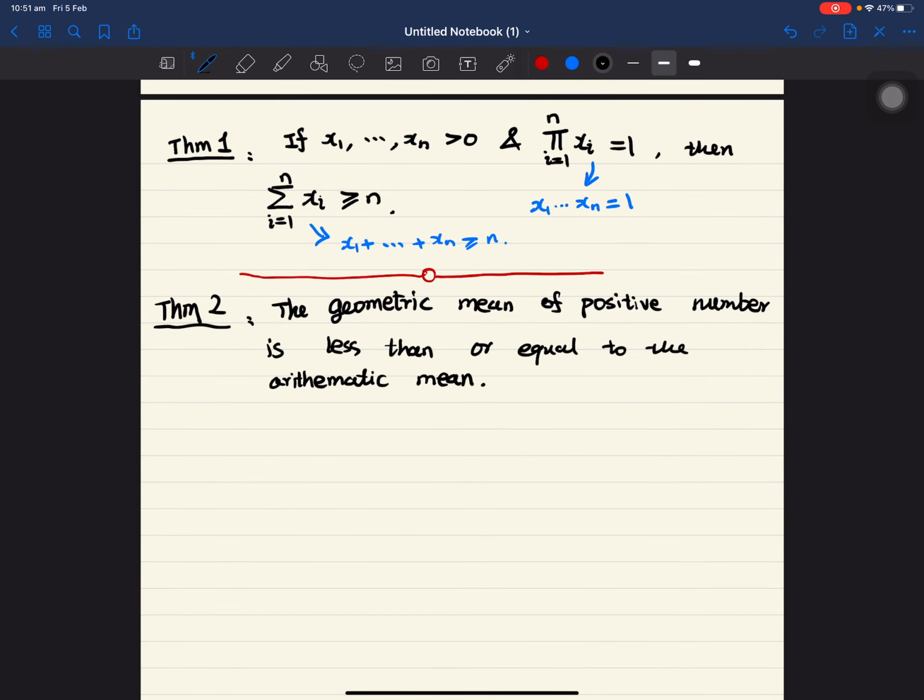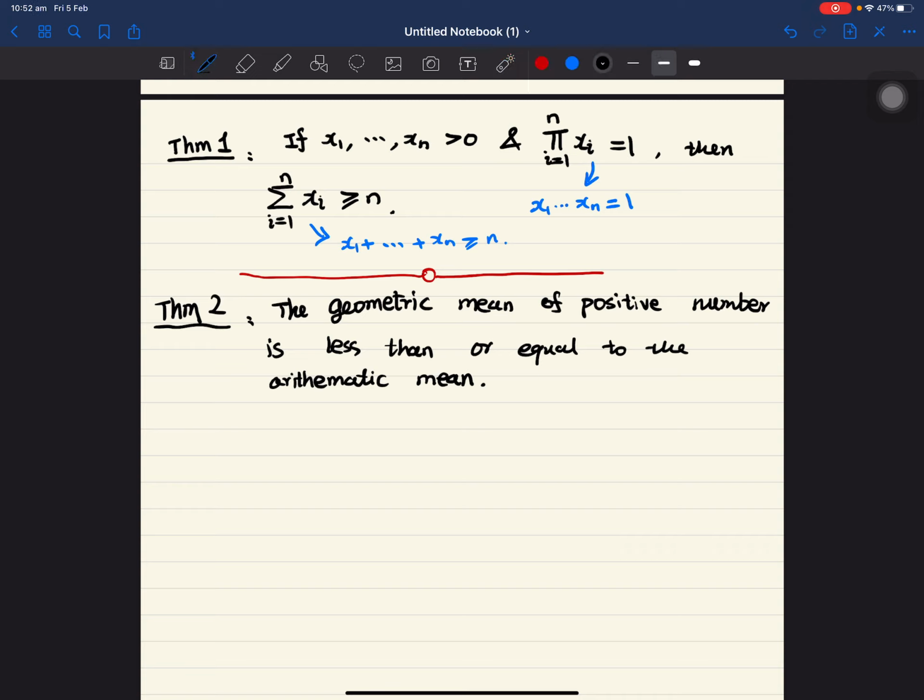Hello everybody, welcome to part 2 of geometric mean and arithmetic mean. In the previous video, we have shown that if given some x1 to xn, if the product of x1 to xn equals 1, then the sum of x1 to xn is greater than or equal to n. Now, in this video, we continue with proving the theorem.